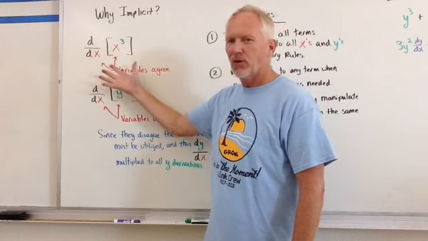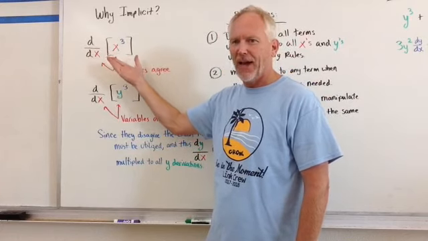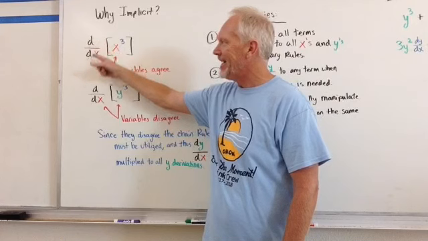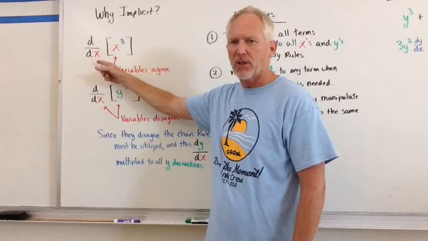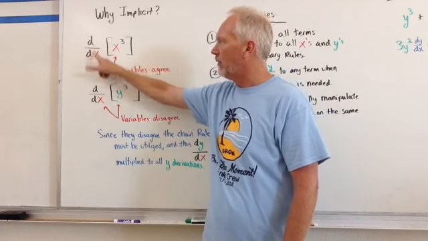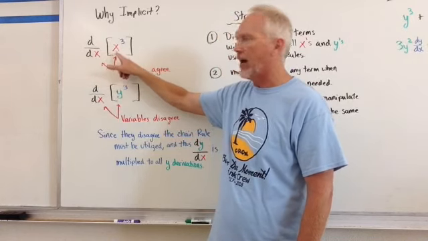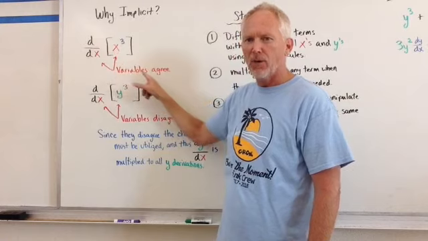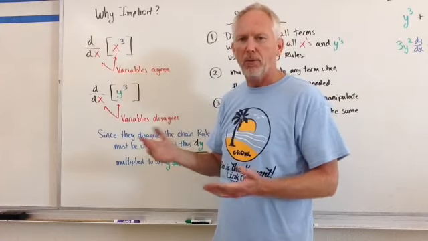One, when we're going to take the derivative of something where there's an x, you'll notice that dx, the derivative with respect to x, means that the variables agree. So it's the derivative with respect to x, and there's an x in the expression. When the variables agree, we have no problem.